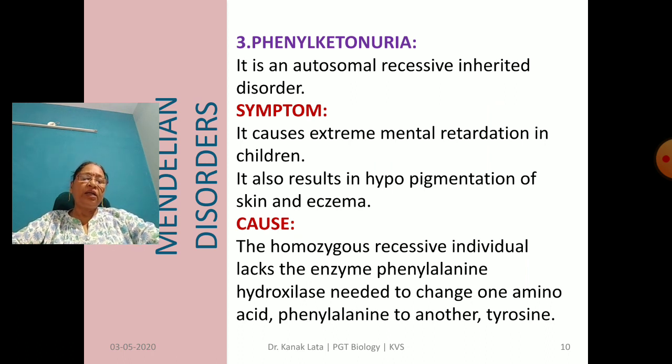Next Mendelian disorder is phenylketonuria. It is also autosomal recessive inherited disease or disorder. It is shown by extreme mental retardation among children and also results in hypopigmentation of skin and eczema. In this, the homozygous recessive individual lacks the enzyme. Which enzyme does he lack? Phenylalanine hydroxylase, which is responsible to change phenylalanine to tyrosine.